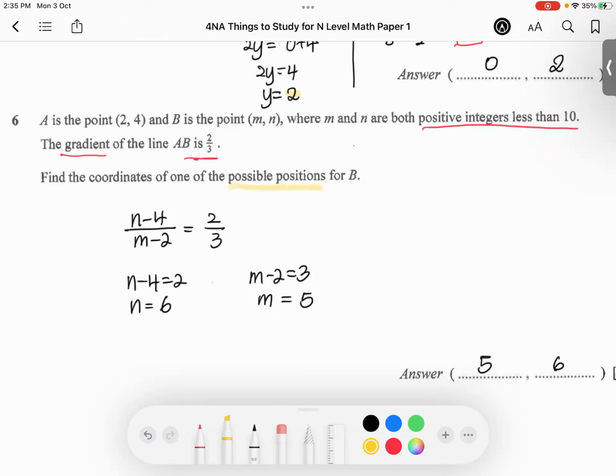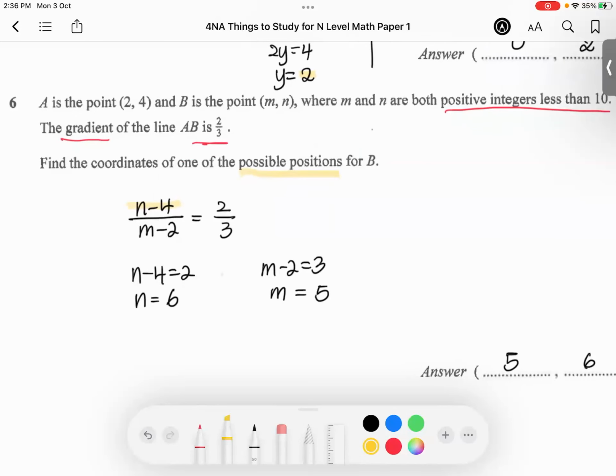Okay, I'm not saying that totally cannot be used. You can try. But for me, I prefer to have n be a positive number, because they want n positive, right? So I'll put n minus 4 as my y2 minus y1, then n minus 2 as my x2 minus x1.